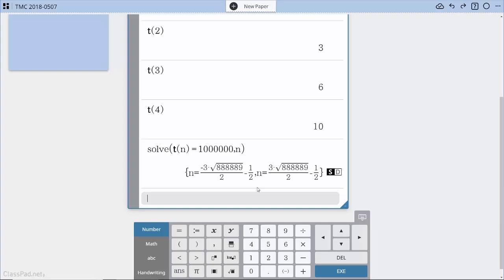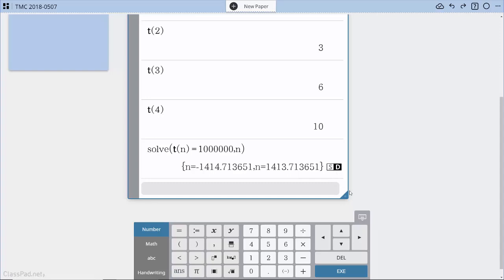Ooh, that's ugly. That doesn't seem very helpful immediately. But what if I toggle that to decimal form? Aha! So it turns out that 1413.7 gets me to 1 million.